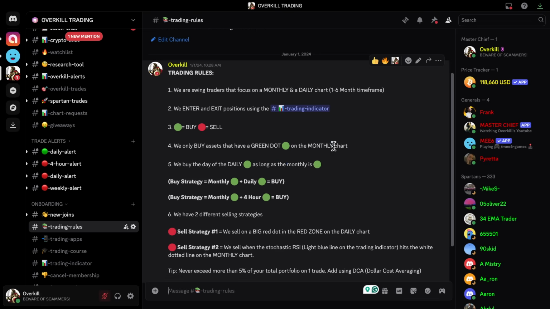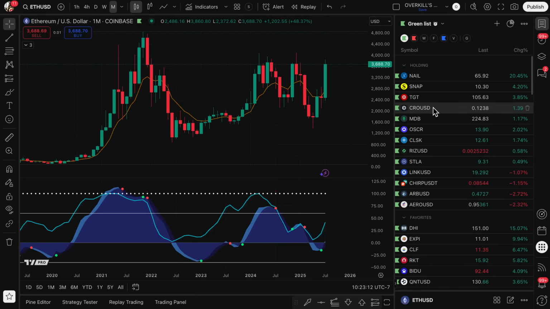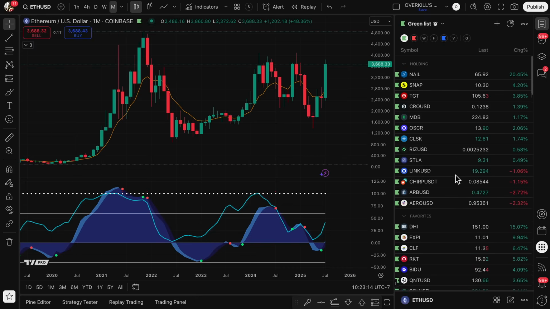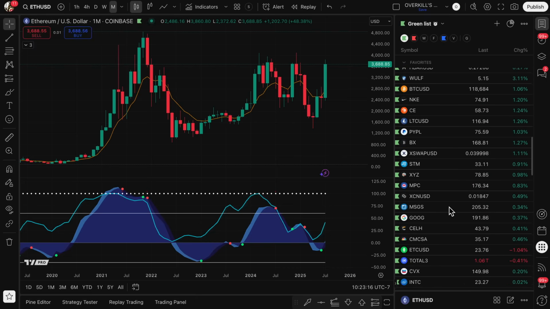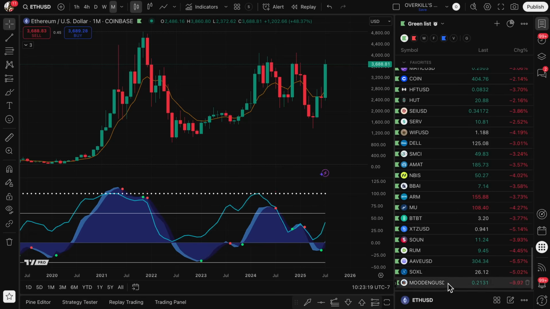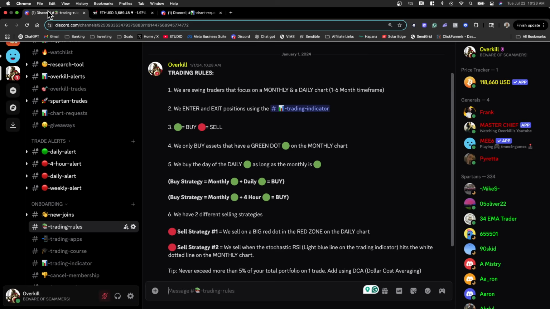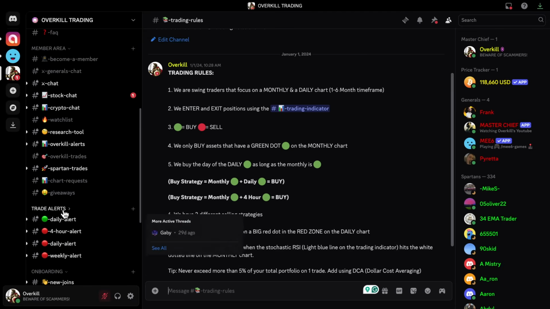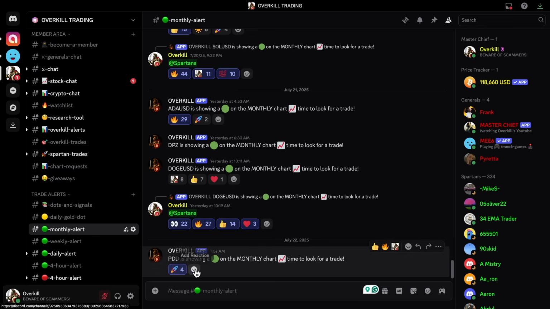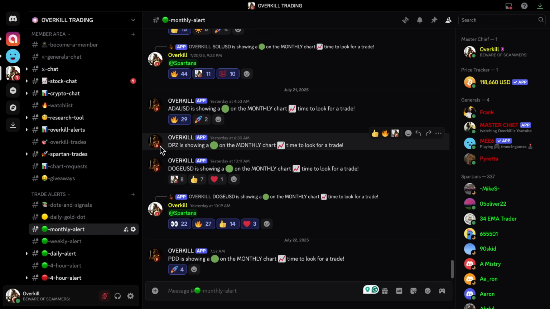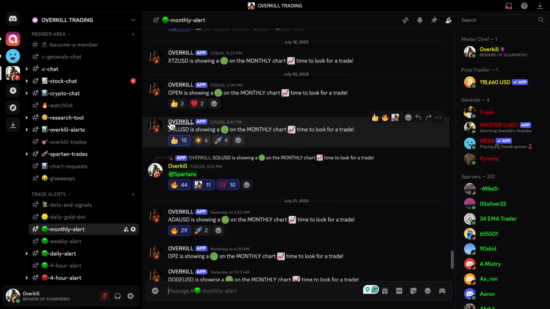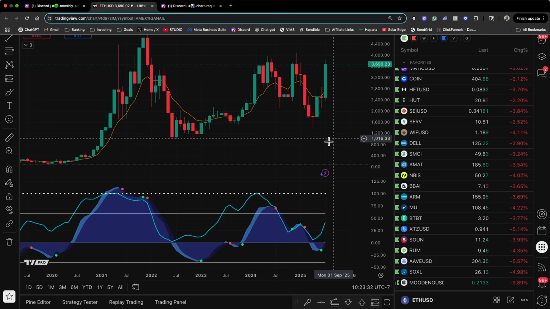So again, the first thing you need to see on your asset. This is our watch list right here. All of these names should have green dots on their monthly charts. These are the names we are actively watching. We call out all of the monthly dots over here in the Discord. You can see the monthly dots. PDD gave one today. Doge gave one yesterday. DPZ gave one. Cardano. These are very, very rare occurrences, guys.